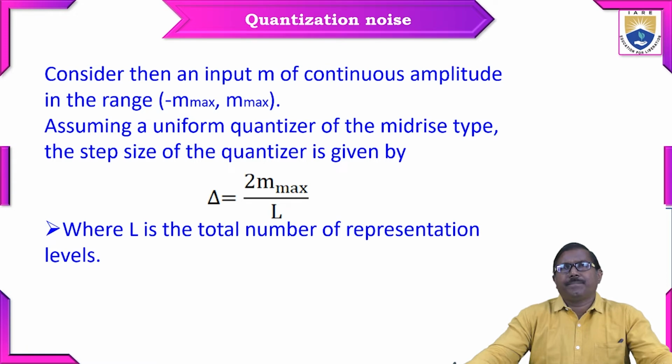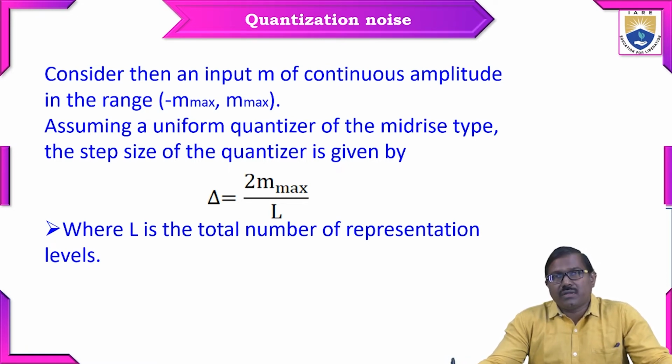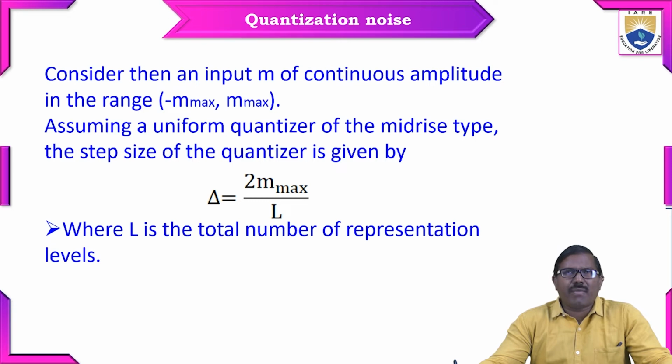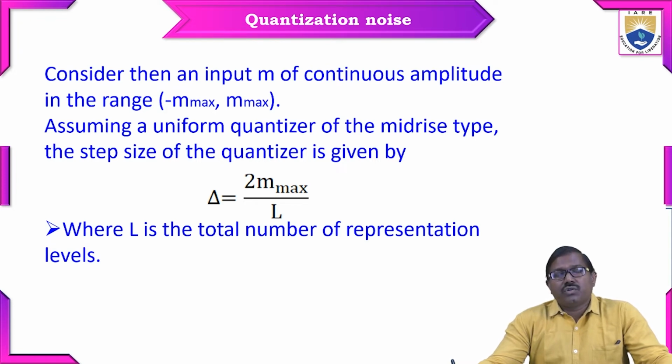Now we are going to derive this quantization noise, because many problems will be solved by using this formula. First we consider a continuous amplitude signal in the range of minus mmax to plus mmax. We assume a uniform quantizer, which has two varieties: mid-rise and mid-tread. Here I am using the mid-rise type, not mid-tread. The step size is the separation between the representation levels or quantization levels.